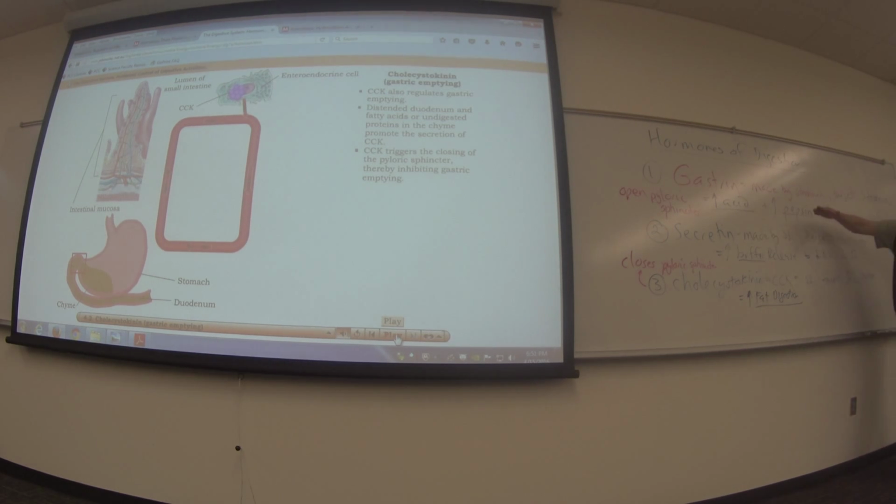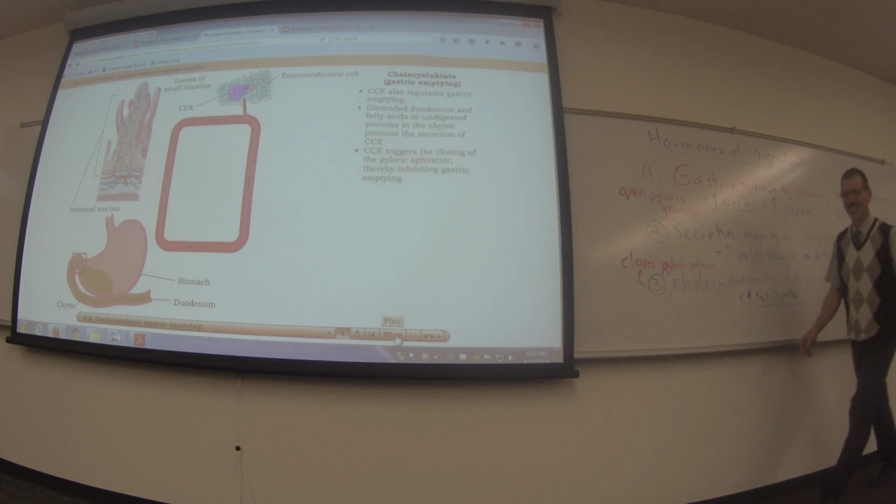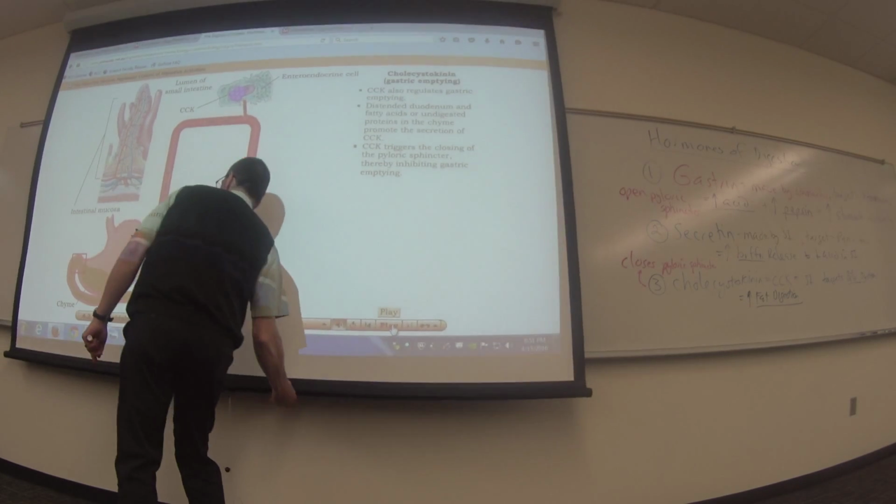So I open the door, let the food in. I close the door to keep the food out, to shut off the activity. Make sense? All right, so you have the 3 hormones that are regulating the system, and they're being told what to do by what phase you're in. Now we're going to make a graph. I can hear the groan. Let's make a graph.